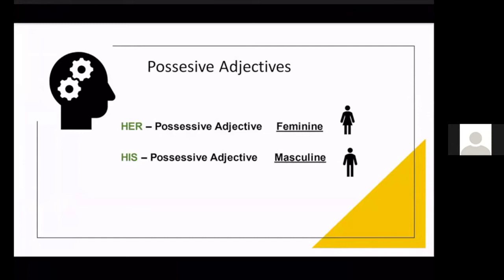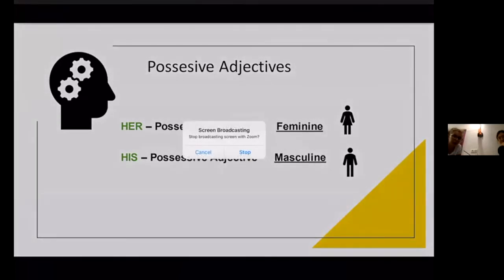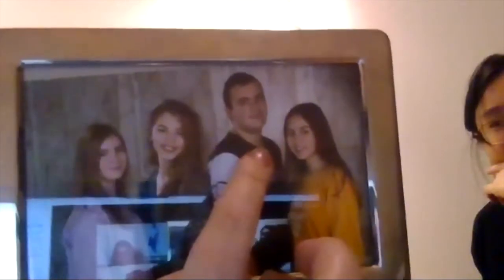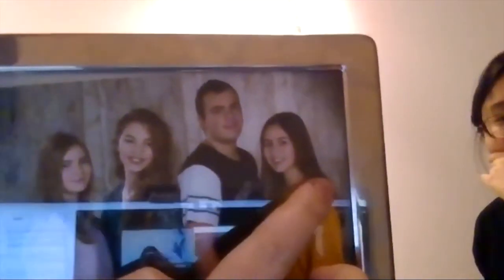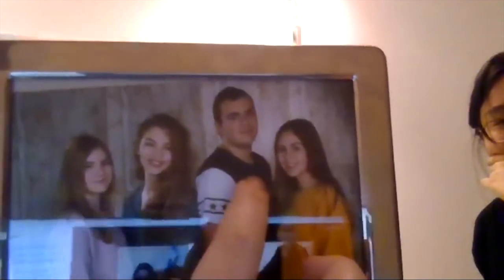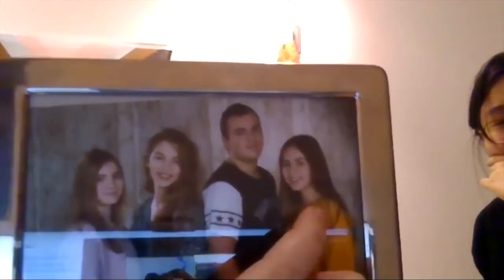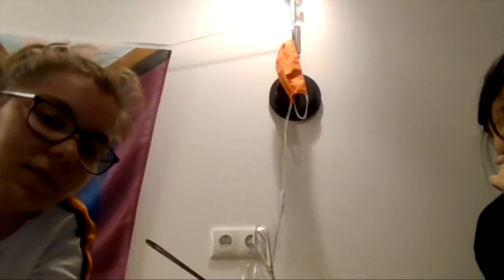Okay. So remember possessive adjectives, her feminine, his masculine. His masculine, her feminine. Should I then ask someone? Exactly. You can point and you can ask, is this masculine or feminine?